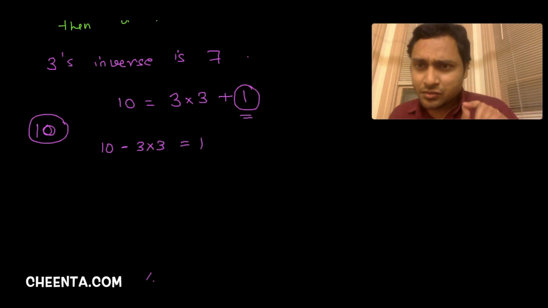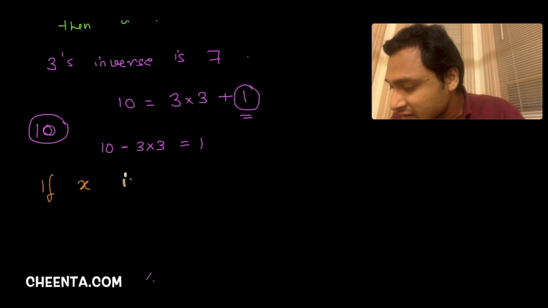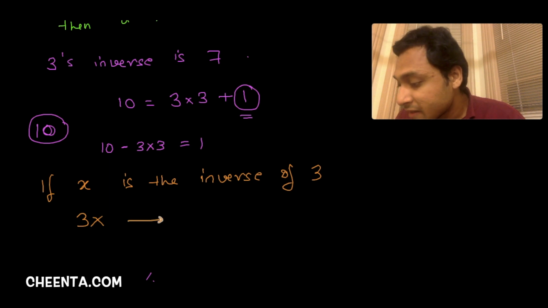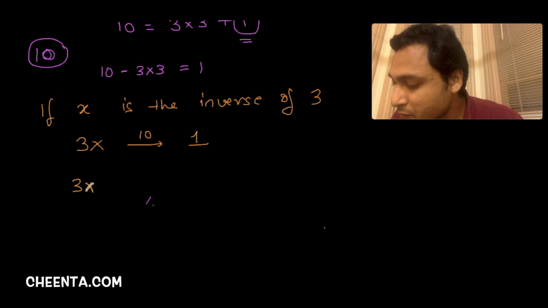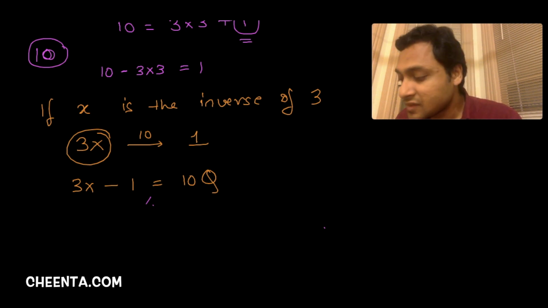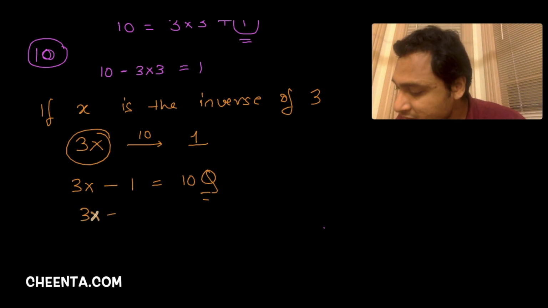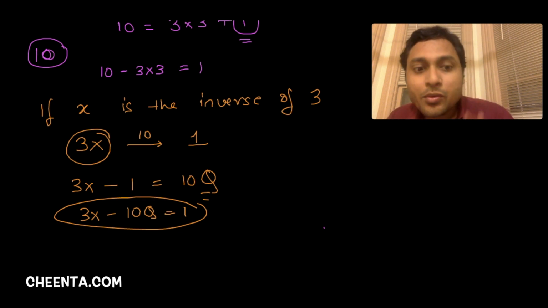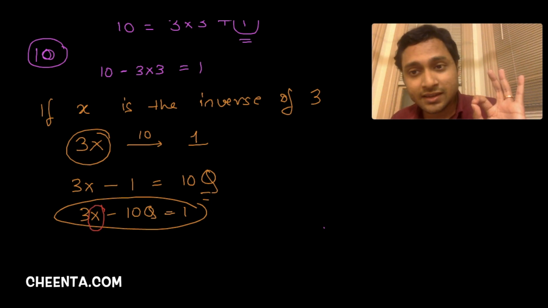Okay, so let me remind you, what is the meaning of an inverse? If x is the inverse of 3, then we know that 3x when divided by 10 will give the remainder 1. That's the meaning of inverse here, which basically means that 3x minus 1 is equal to 10 times some quotient, because 3x minus 1 will be divisible by 10. Which would actually mean that 3x minus 10q is equal to 1. So we want to write an equation like this. If we can, then that x will be our inverse.